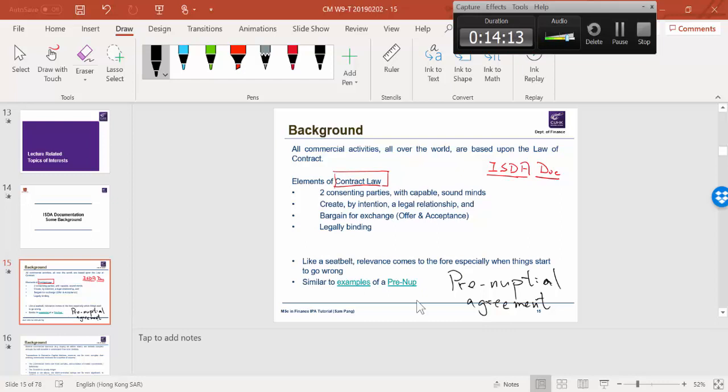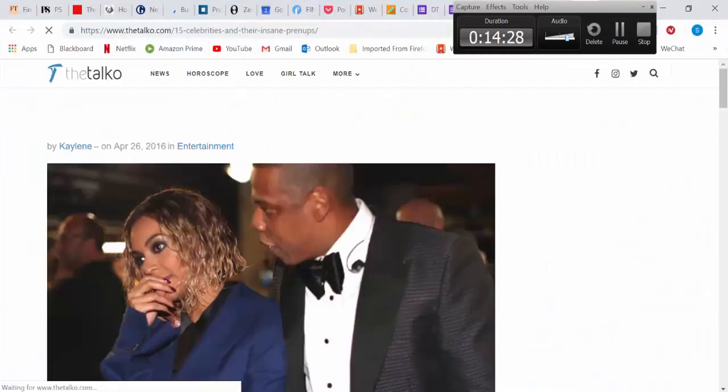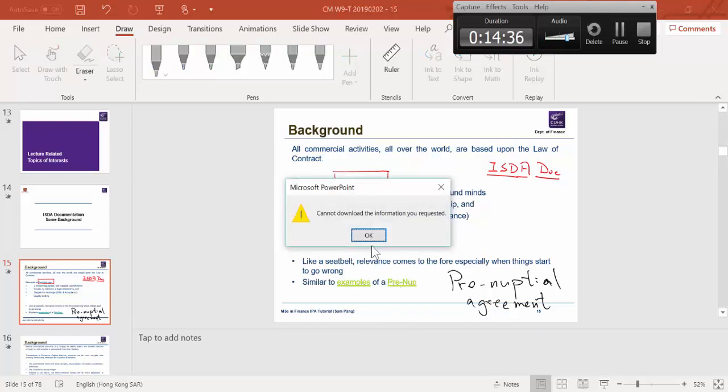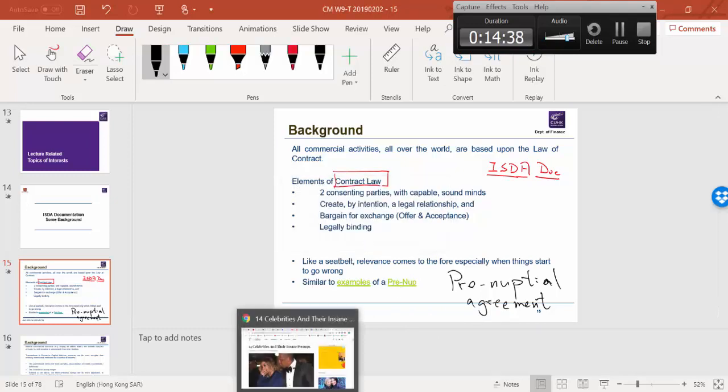Do you know someone who has a prenup? Well, I'll show you some examples just for a laugh, okay? This is not related to ISDA, which is coming up, but hold on. So I'll show you what a prenup is. Oh, cannot. Okay, never mind.